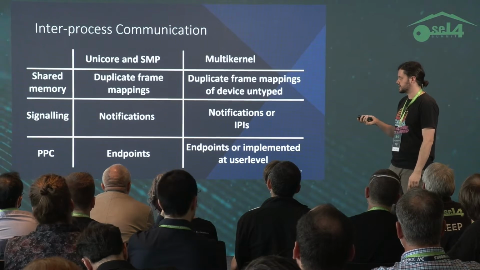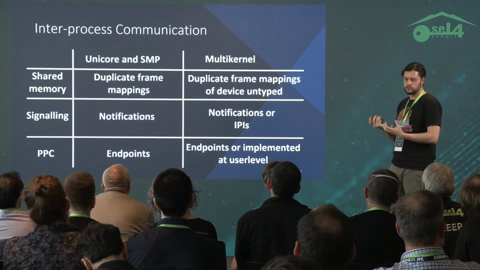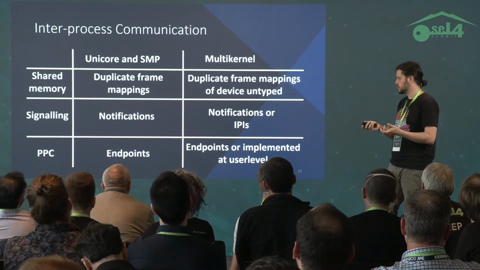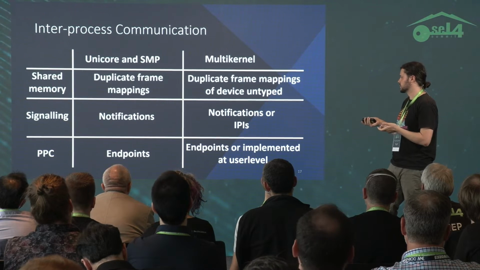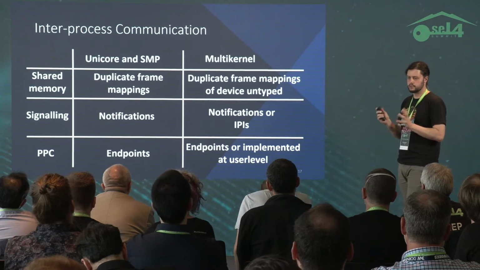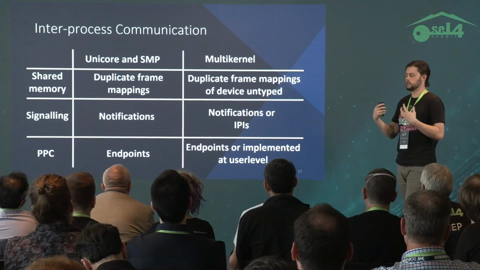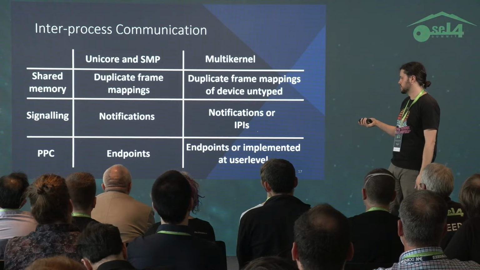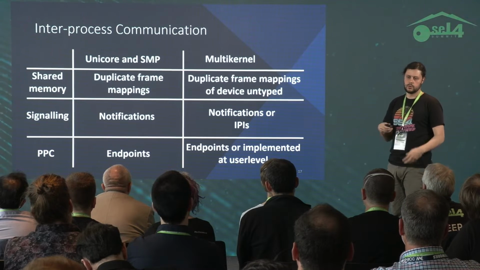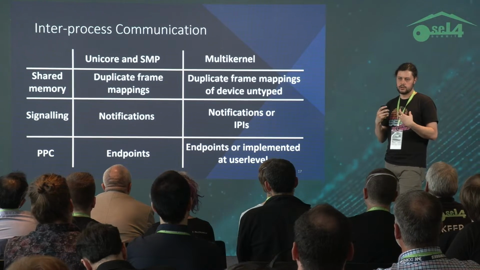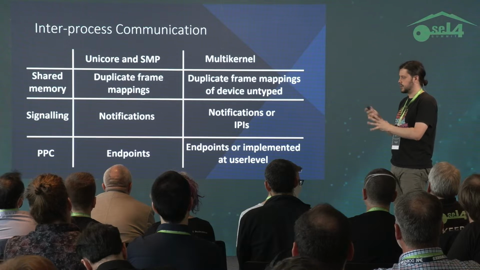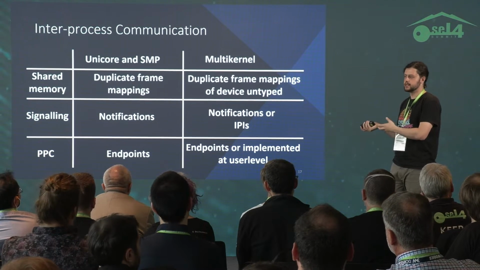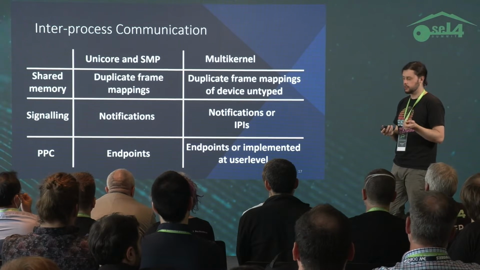Signaling: on an SMP or unicore system, you have notifications where the kernel is implementing that primitive. But on a multi-kernel system, you can use notifications if you're still signaling on the same core. If you're going across cores, you now have to use more of a pure hardware mechanism, which is an interprocessor interrupt, where you can generate an interrupt from one core, the other core receives it, and the kernel already has interrupt handling mechanisms, but you do need a new mechanism for generating interrupts, which I'll get to on the next slide.